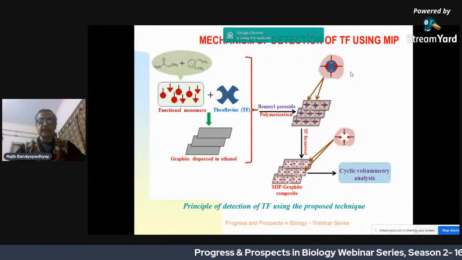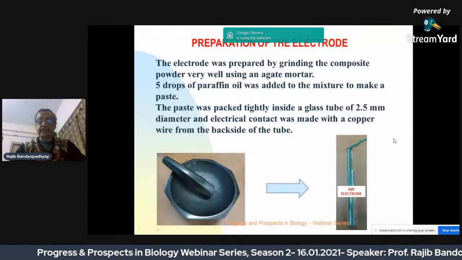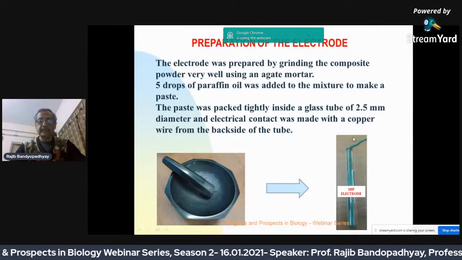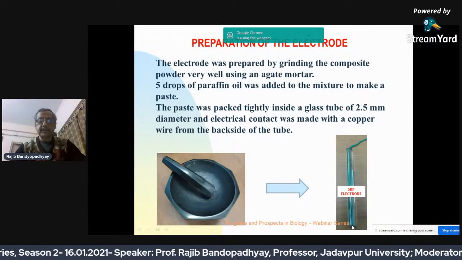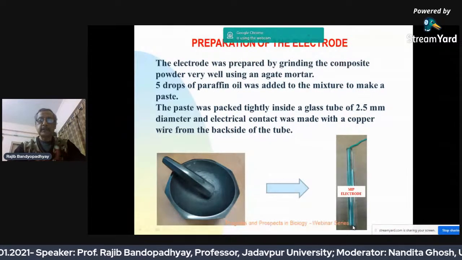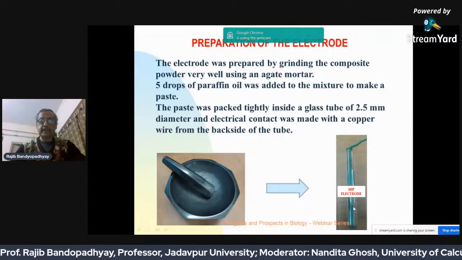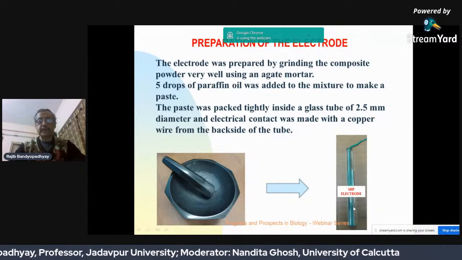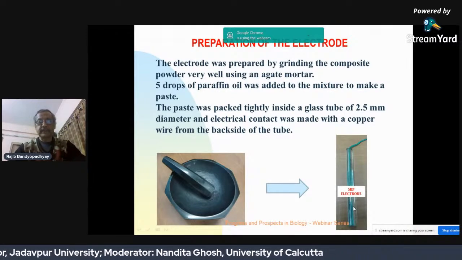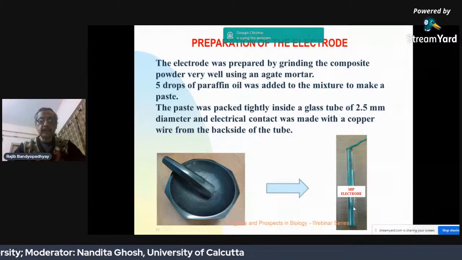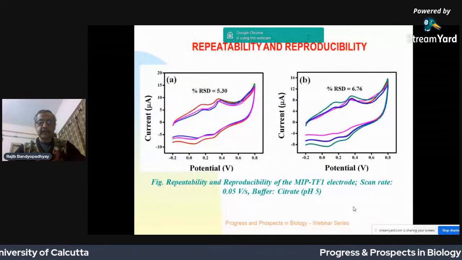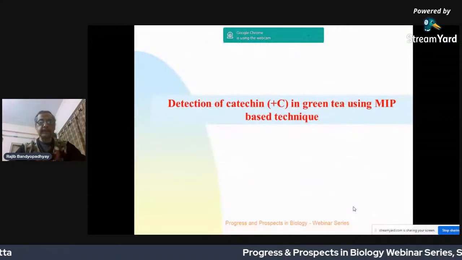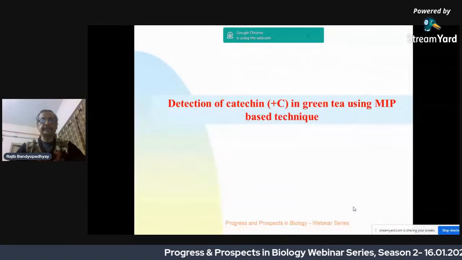This is another drawing. I'm just going through it quickly, and this is the shape of the electrode that we make. It's simple, just like a pencil. And the material is here. If you dip it and apply some voltage, then with the help of cyclic voltammetry or differential pulse voltammetry, we can get the result, the theaflavin concentration. I'm just skipping the results because there are many other applications to mention.